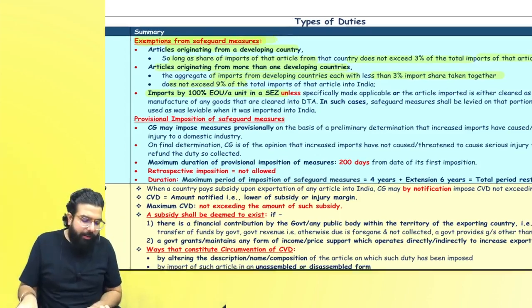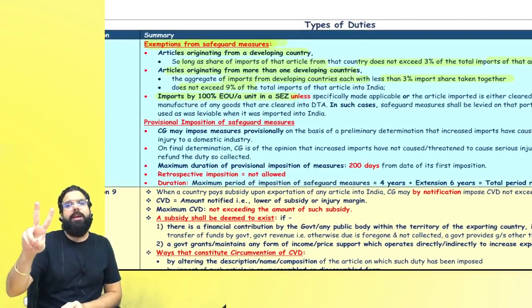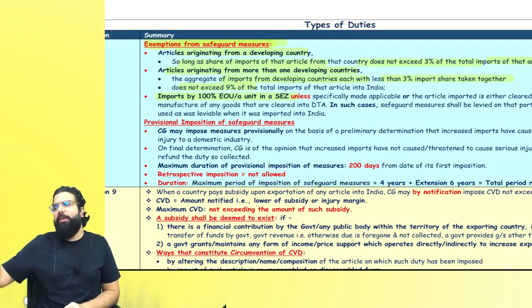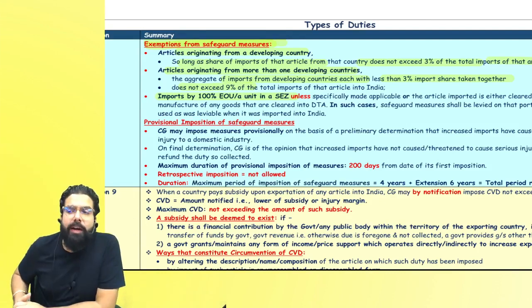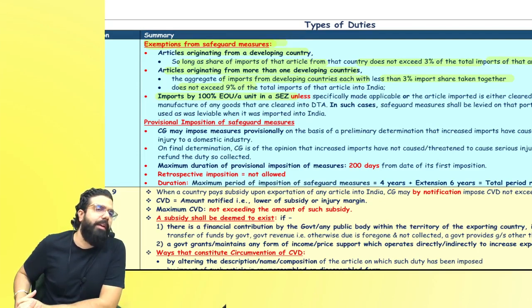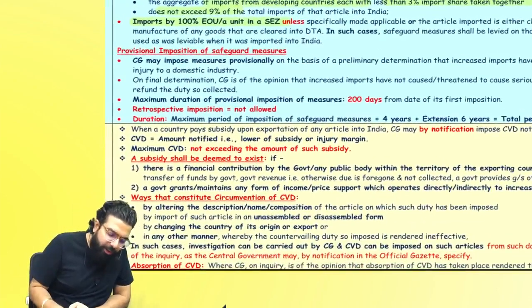Remember one thing, what are the exemptions given for safeguard measure? Number one, developing country goods are coming and the share of import is up to 3%, no safeguard duty. More than one developing country, each with less than 3, up to 9 total, then no safeguard duty. And 100% EOU or SEZ if it is importing, then no safeguard duty. Sir, can provisional duty be imposed?